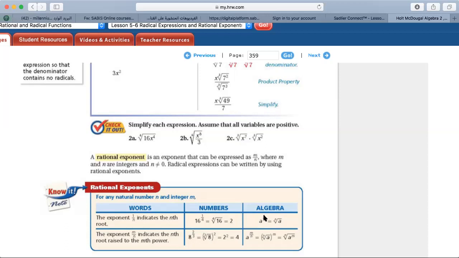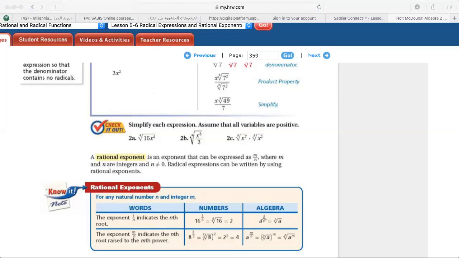A number whose exponent is a fraction, 1 over n, can be written as the nth root of that number. The denominator is the index. Okay, girls, the denominator is the index. Put it in your mind, you can study it like this. The denominator is the index.